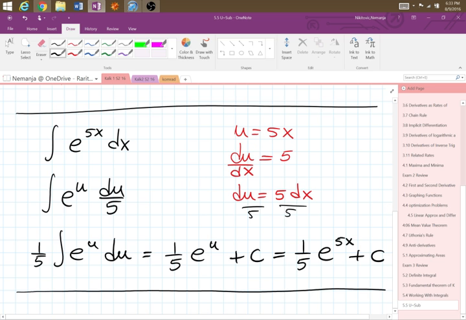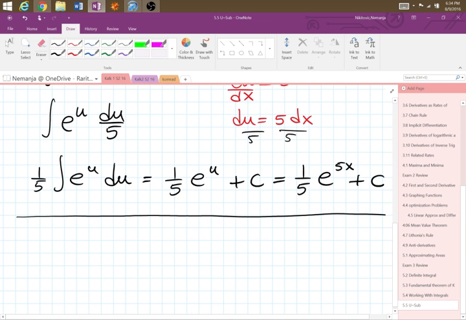So now you have e to the u, dx, e to the u, du over 5, 1/5 goes in front and just becomes e to the u du. The integral of e to the u is e to the u plus c, and then bring back 5x, and we got the formula. So it's something like this you were asked to memorize before, and now you know how to do it. The same thing happens with sines and cosines.